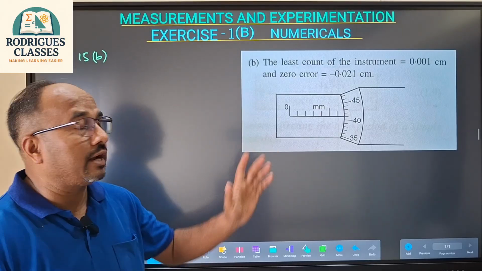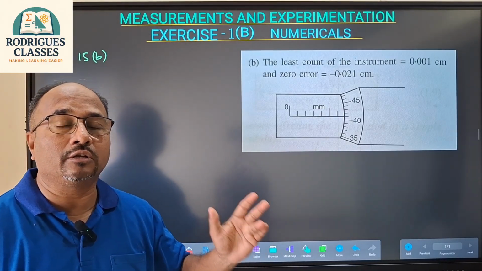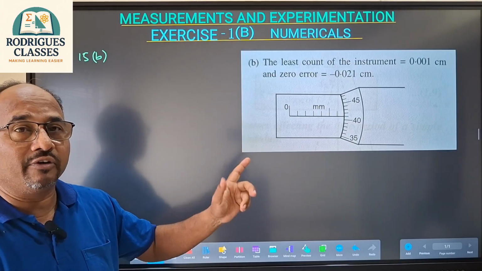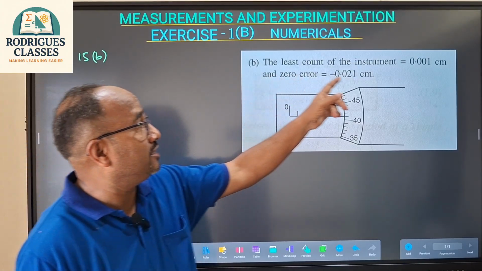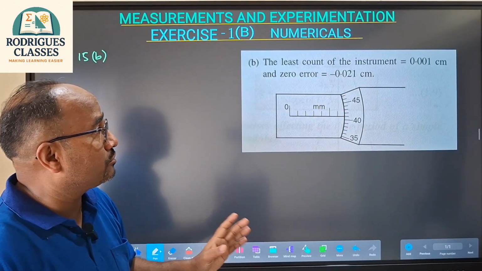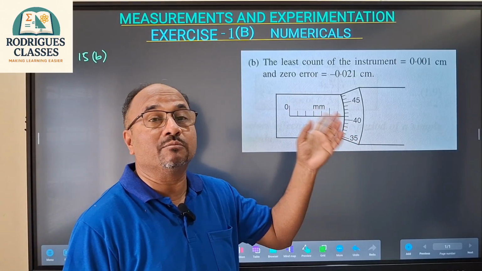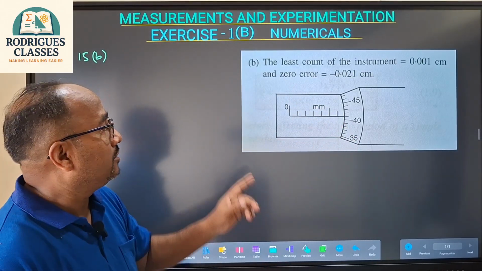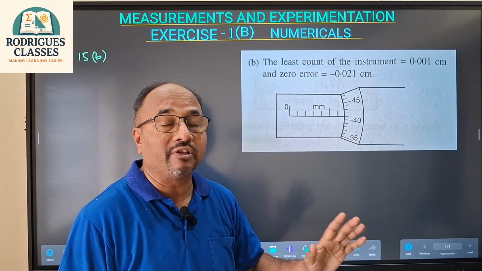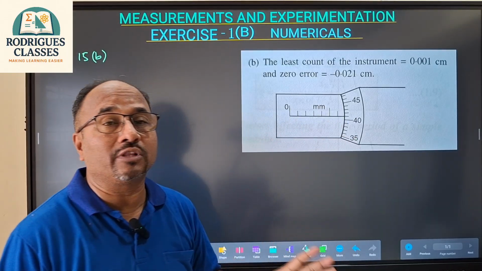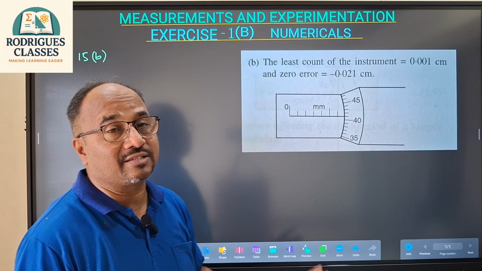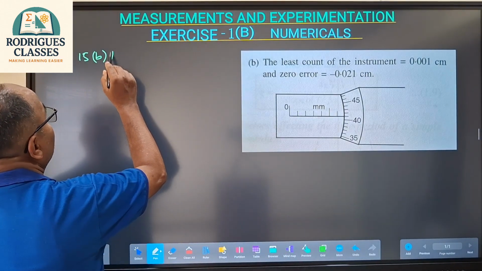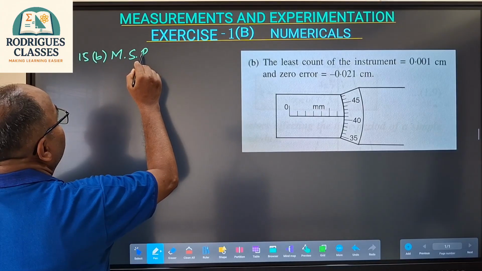So now this is the second figure of numerical number 15. So this is 15B. Information given over here for this part is that the least count is 0.001 centimeter, zero error is minus 0.021 centimeter, and this is the figure given. So from this figure we need to know the MSR and the CSR. So let us work it out on the MSR part first. So I am writing here main scale reading.